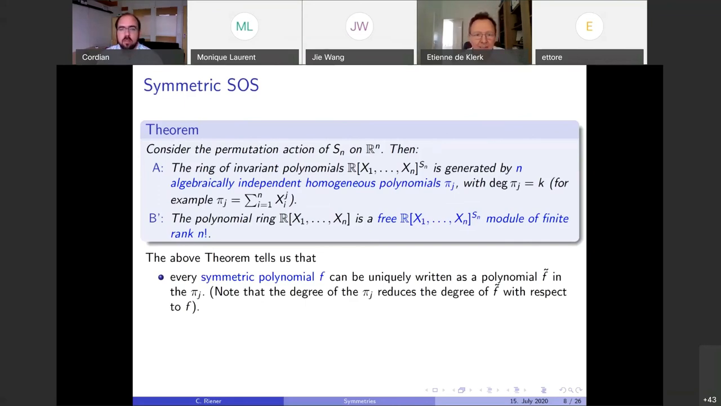Okay. So I do not see more questions arriving, Cordian. Is the symmetrization operator on all connected gross distance projection with respect to some unitive scalar?